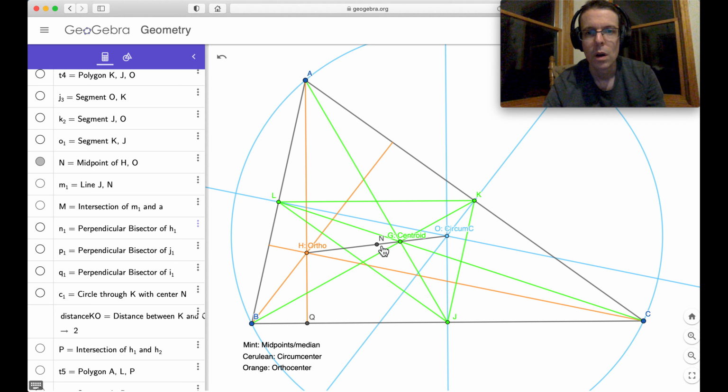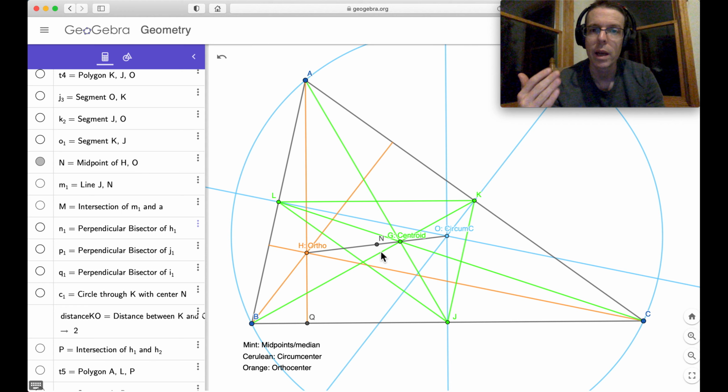So what do we know? I'm going to label this point N, and then I'm going to explain why the circumcenter of the medial triangle needs to lie exactly here. And what do I mean by exactly here? I mean the midpoint between H and O. Well, we know that the orthocenter of the medial triangle and the centroid of the medial triangle and the circumcenter of the medial triangle, wherever it may be, must lie on a line.